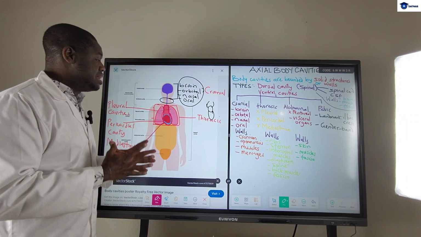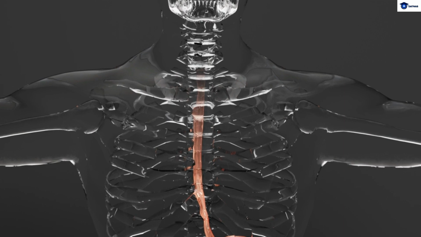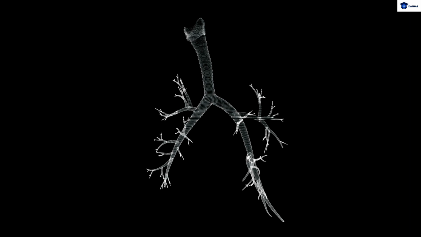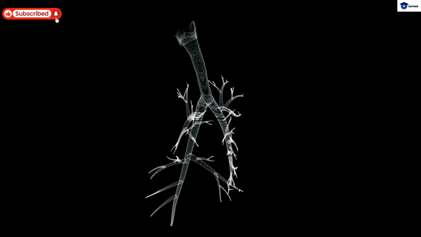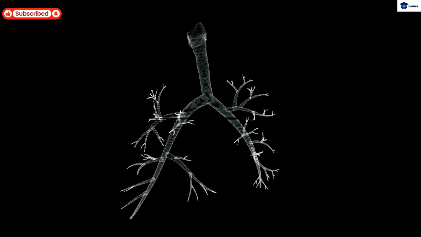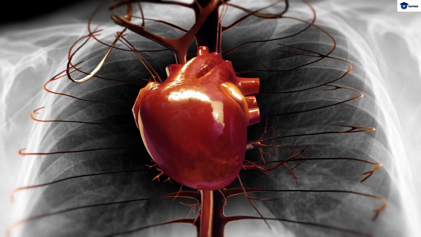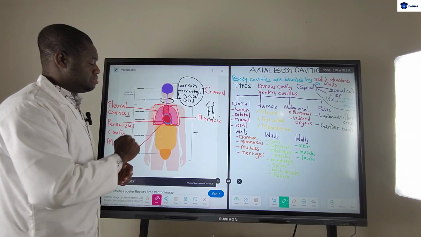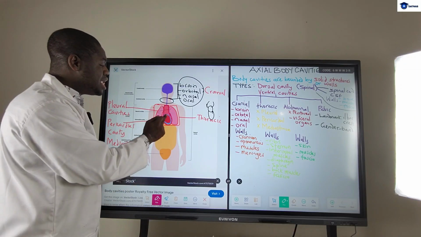We have the esophagus. We have the trachea. We have the two bronchi, the right and left bronchi. And most importantly, we have the heart. You can see that the heart is in the mediastinum.